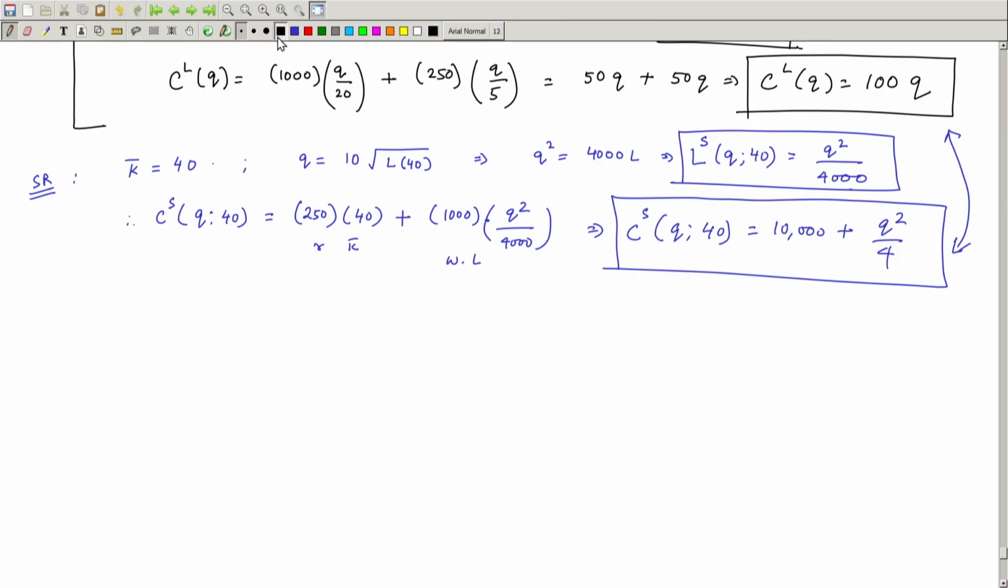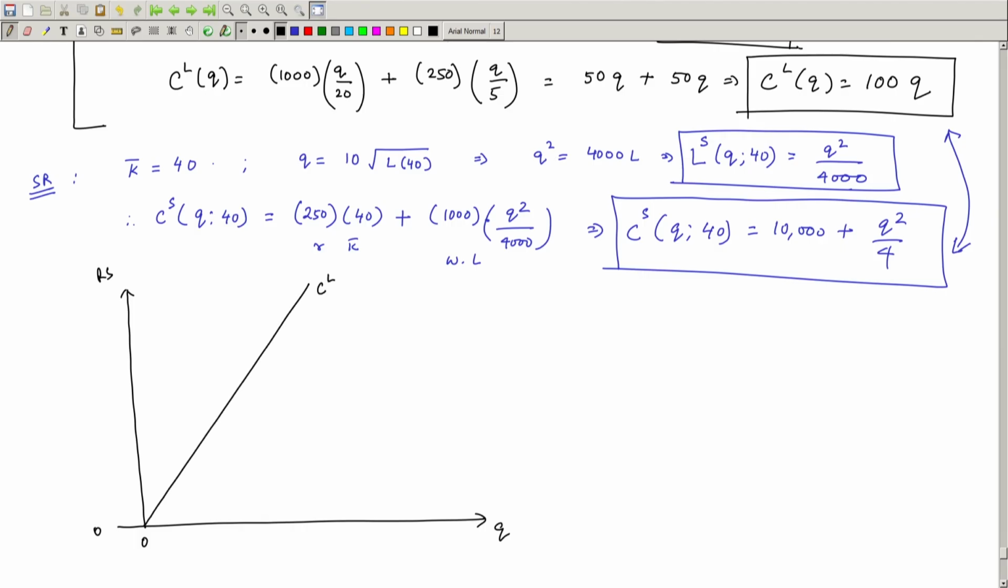So, let us try and draw them. If I draw the long run and the short run cost, the long run cost is 100 times Q. So, when Q is 0, I do not need any input, I do not need labor, I do not need capital. So, my cost is going to be 0. So, this is going to be the long run cost. So, this has a slope of 100. Now, what about my short run?